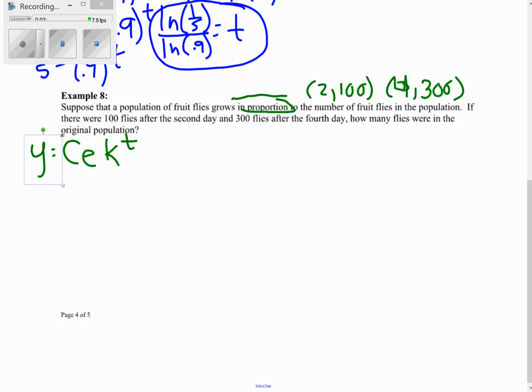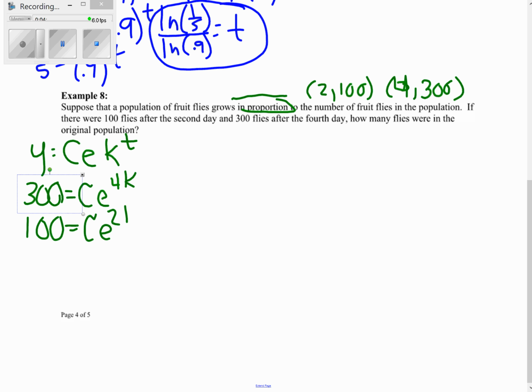Now I'm just plugging in those points. I'm making a few mistakes here. Slow down. I'm going to do it with my bigger one first. So 300 equals C times e to the 4k. And my other one, 100, equals C times e to the 2k.